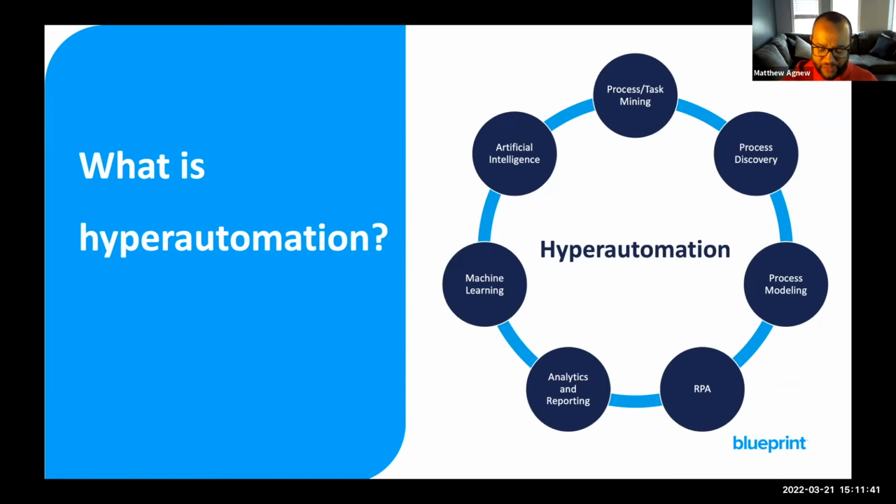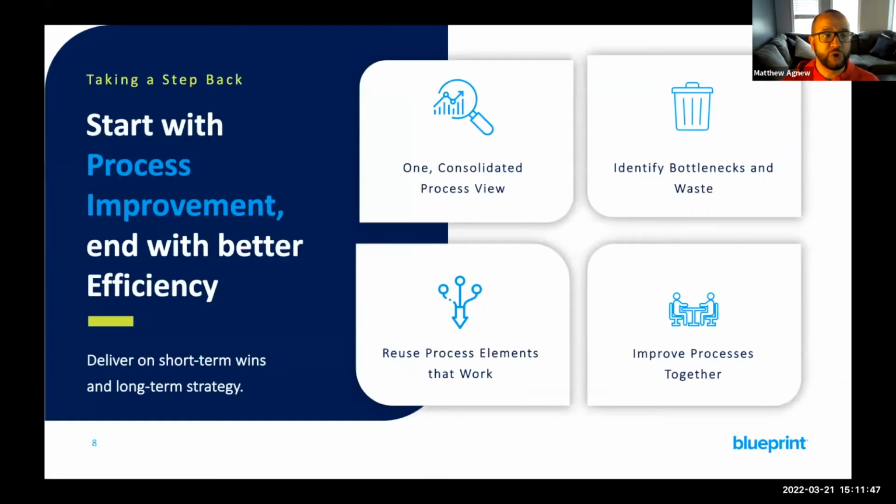And again, why that's really important and why hyperautomation is a really popular and growing strategy, we do want to start with process improvement. When you start with process improvement, you can end with better efficiency. So let's talk about why this is important again to start with process improvement. By gaining this better view and this better understanding of all of your processes, it really makes it much easier to move forward and make those right changes.